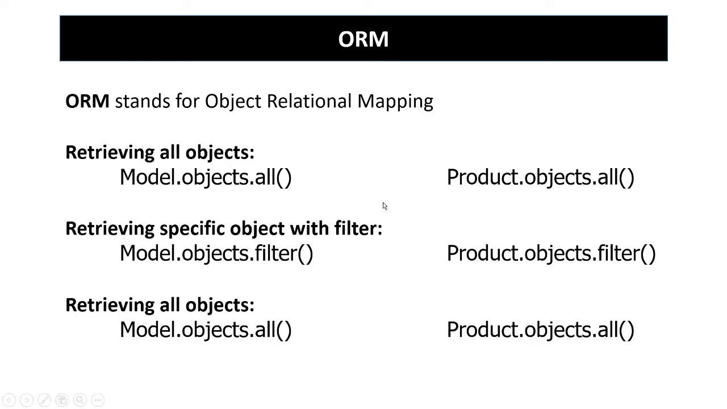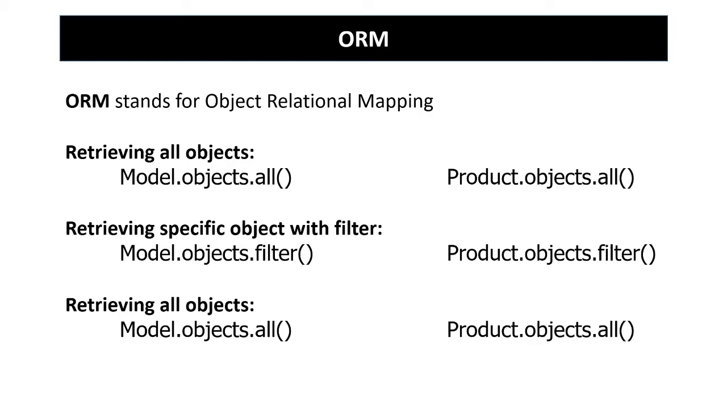This is just a brief description of everything I've spoken about. The ORM stands for Object Relational Mapping. If you want to retrieve all data or all objects from the database, we can do the model name.objects.all. Here, for example, we have Product.objects.all. Retrieving a specific object is done with filter, so you can filter through a category or some parameter we stated in the design of our model.